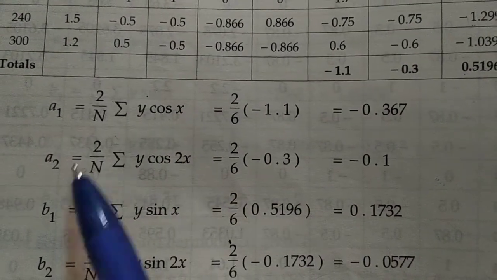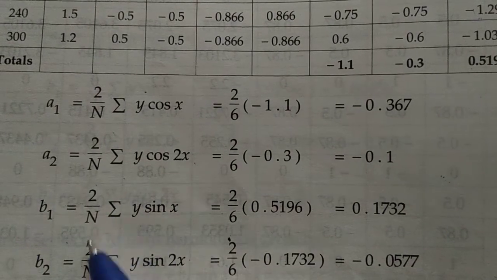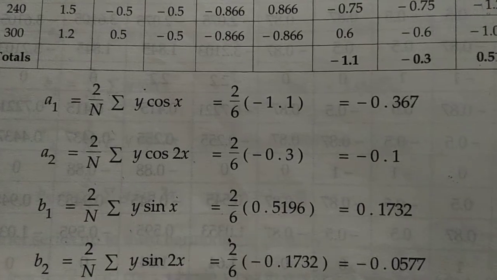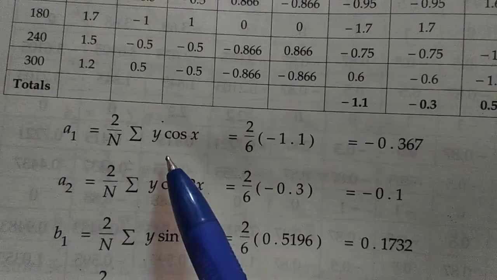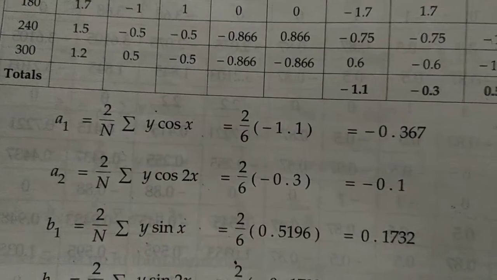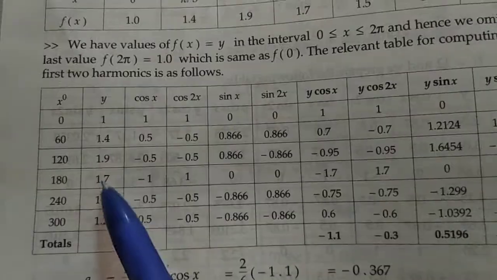a2 is equal to what? 2 by n summation of y cos 2x. b1 is equal to what? 2 by n summation of y sin x. b2 is equal to 2 by n summation of y sin 2x. So here y cos x, y cos 2x, y sin x, y sin 2x, those values you have to write in the form of a table. So x you have to convert in terms of degrees, y already is given.